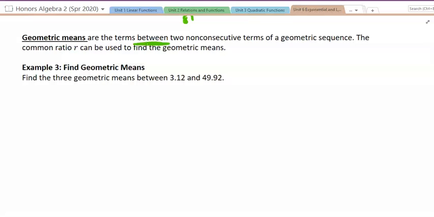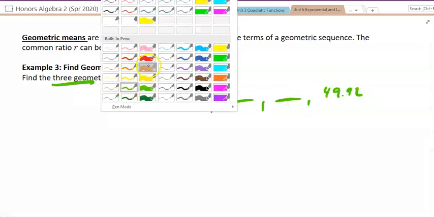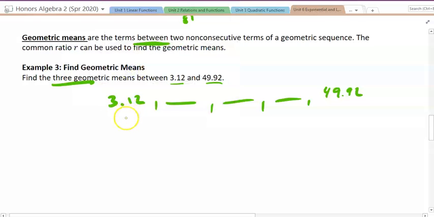Now, pay attention to this question here. It says find the three geometric means between 3.12 and 49.92. Let's just write out what this means for a second. So this means that I have 3.12, there are 3 terms in the middle, and then I've got the 49.92. I can label this as my a sub 1, and I can label this as my a sub 5, because this would be a sub 2, a sub 3, and a sub 4.